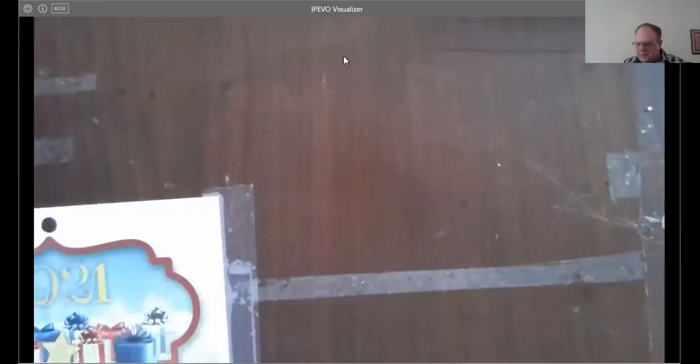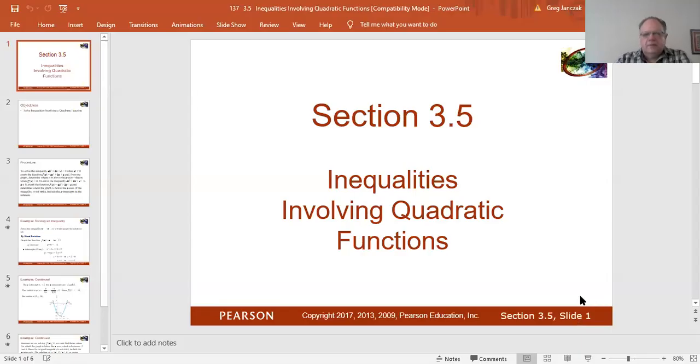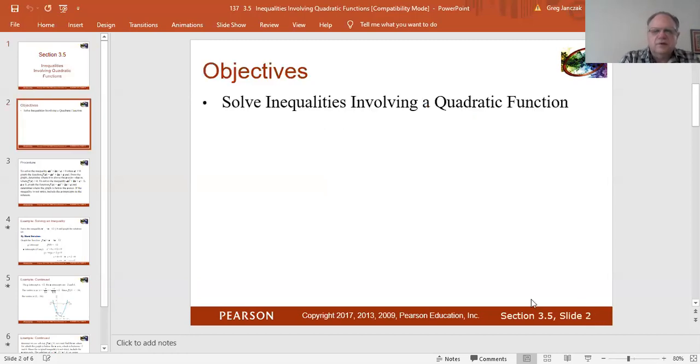Okay, so let's take a look at the next lesson, lesson 3.5, inequalities involving quadratic functions. We're going to solve inequalities involving a quadratic function. The last lesson we looked at quadratic equations with an equal sign in it. Now we're looking at quadratic equations with an inequality sign, either greater than, less than, greater than or equal to, or less than or equal to.